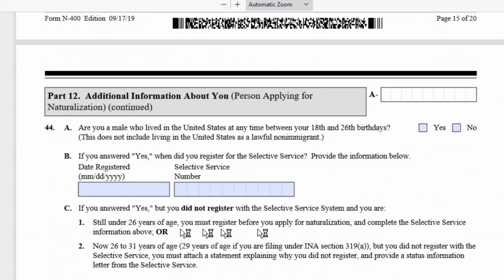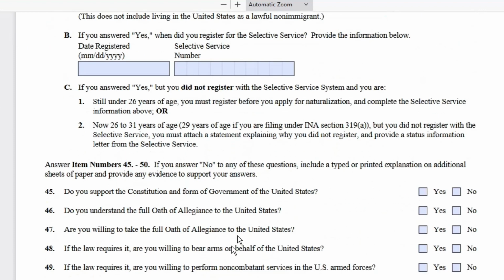And then if you're male, that's the part on selective service. If you were in the United States between 18 and 26, unless you were out of status, you're supposed to register for selective service. You can just do that online. If you did not, then you have to give an explanation why you didn't do it. It's not very difficult to explain. You just have to do an affidavit, just a letter declaration explaining that you didn't know or you had problems, etc. You support the Constitution. Put yes here, not no.